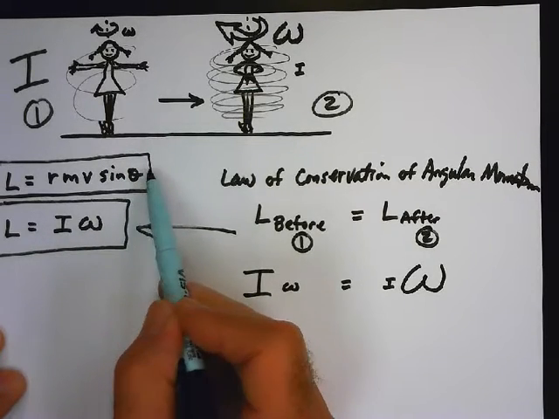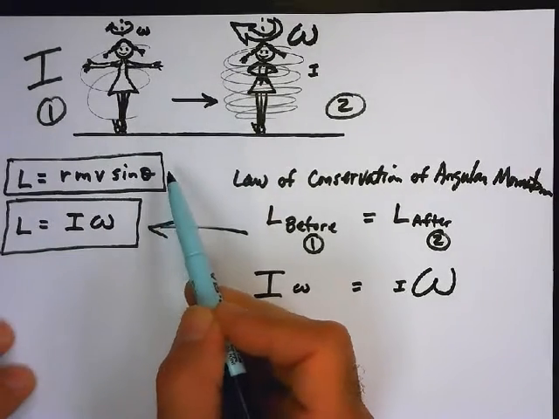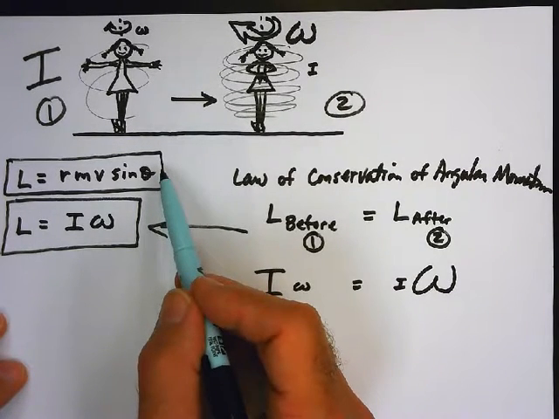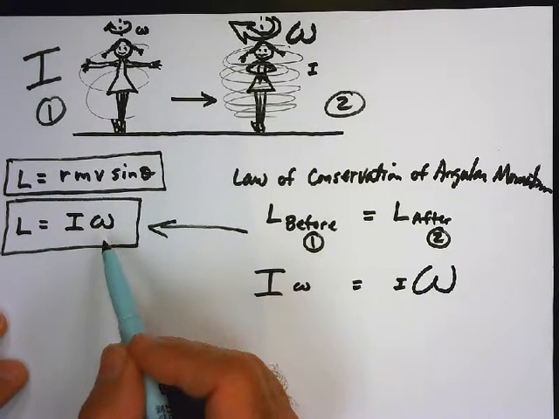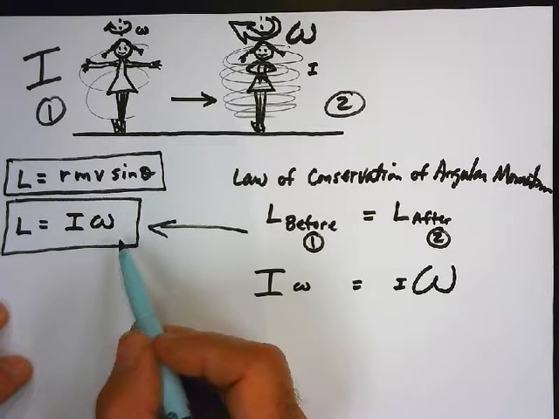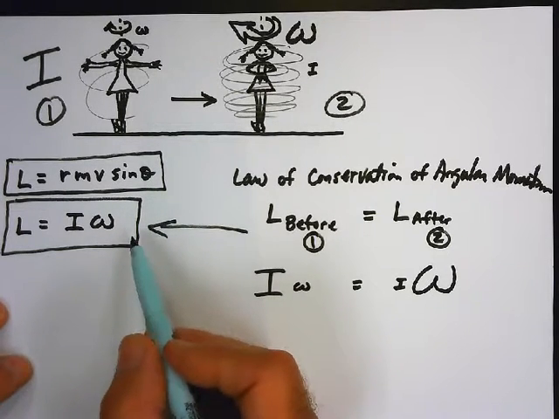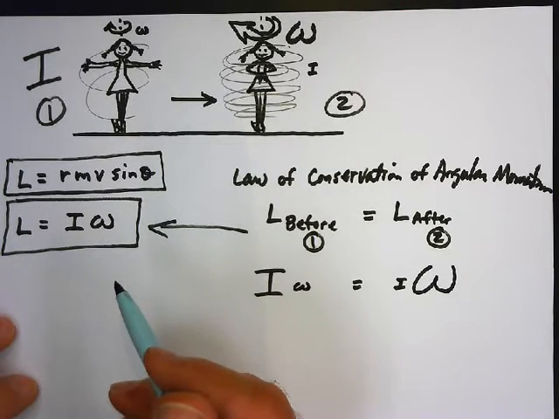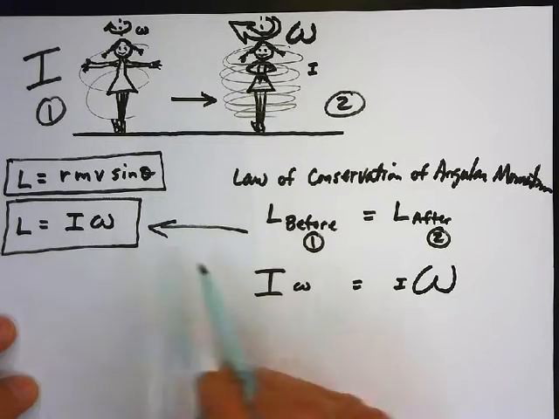This one is appropriate for the Earth going around the Sun and problems where you have particles that you can treat as point masses. And this second one is good for particles where you know the moment of inertia of a composite object, and you can use that.